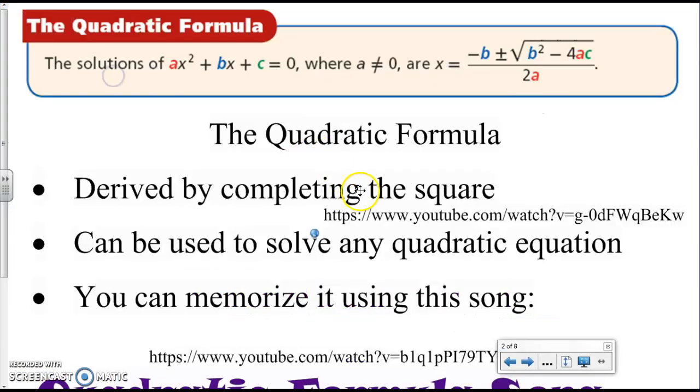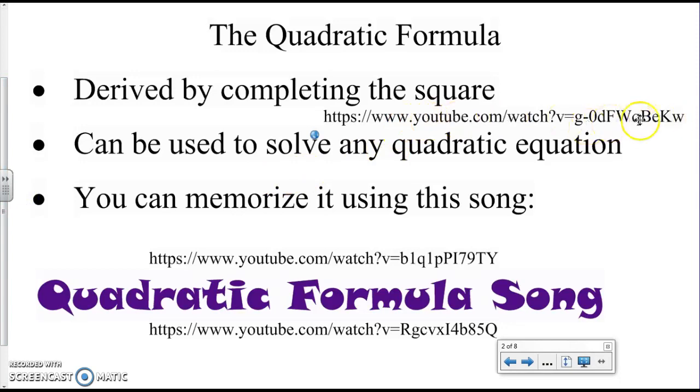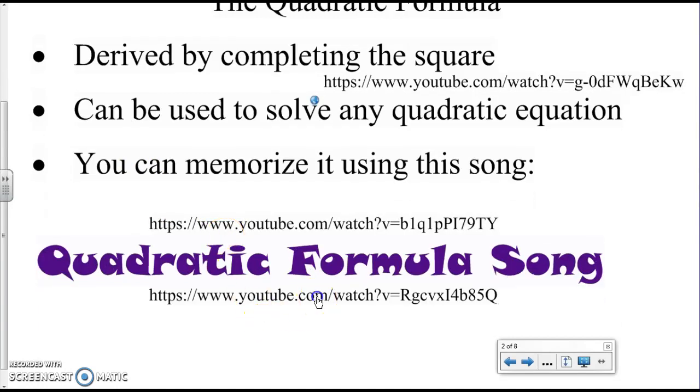Okay, so you did learn the quadratic formula in Algebra 1, so this should look familiar. It is derived by completing the square. Check out this video here if you want to see that. You can always use it to solve any quadratic equation. And there is a song here that you learned in Algebra 1 to help you memorize it.